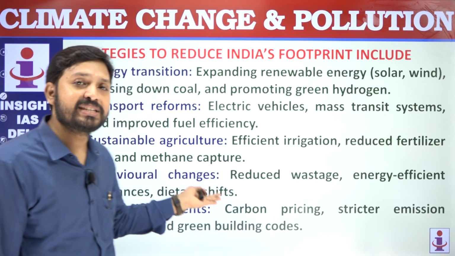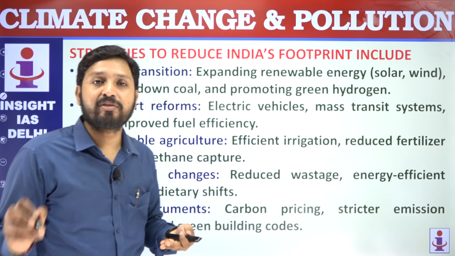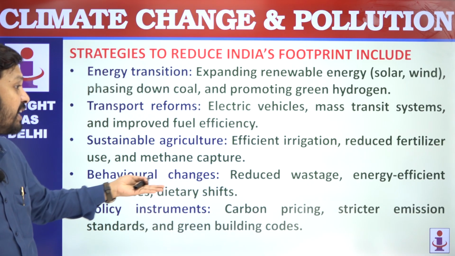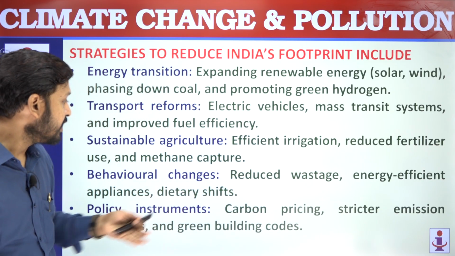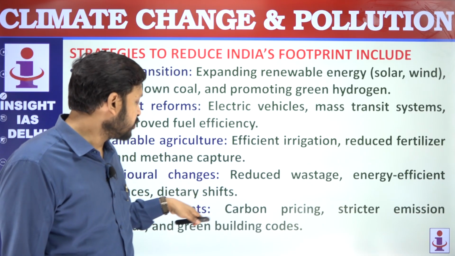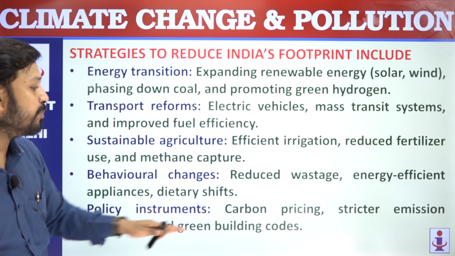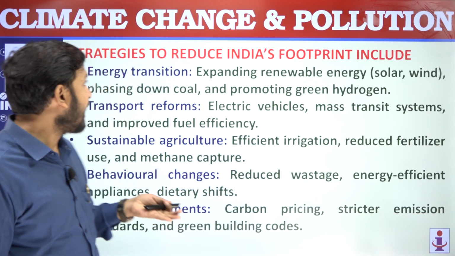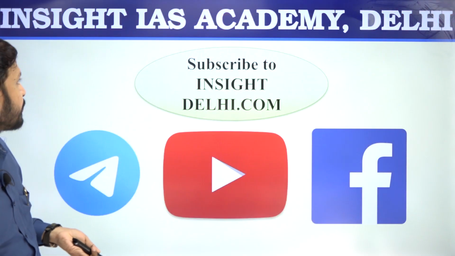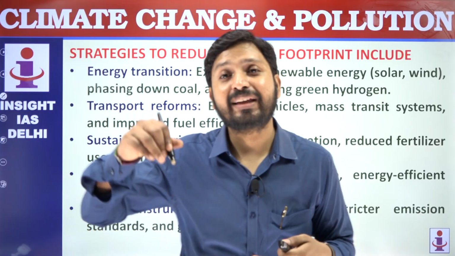Apart from that, behavioral changes, which I have discussed earlier. Food patterns will also have an impact, right? So reducing wastage, energy efficient appliances and dietary shifts can also reduce the carbon footprint. Apart from that, policy instruments like carbon pricing, stricter emission standards and green building codes will also have a positive impact on the carbon footprint. They will try to reduce the carbon footprint. So we need to see that carbon footprint is reduced.